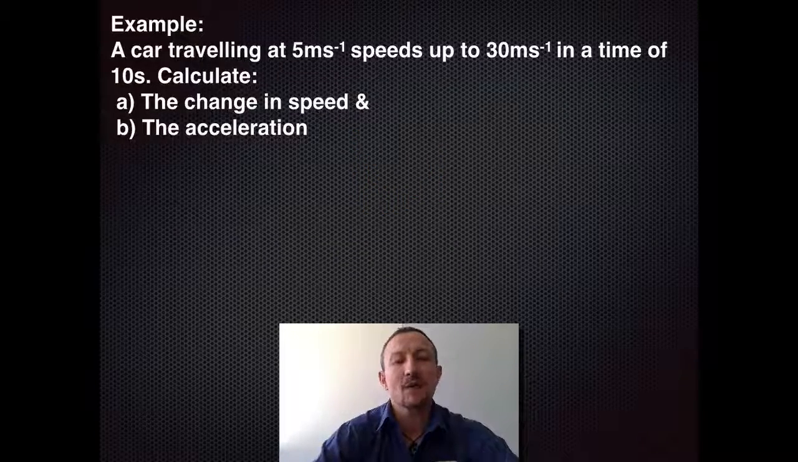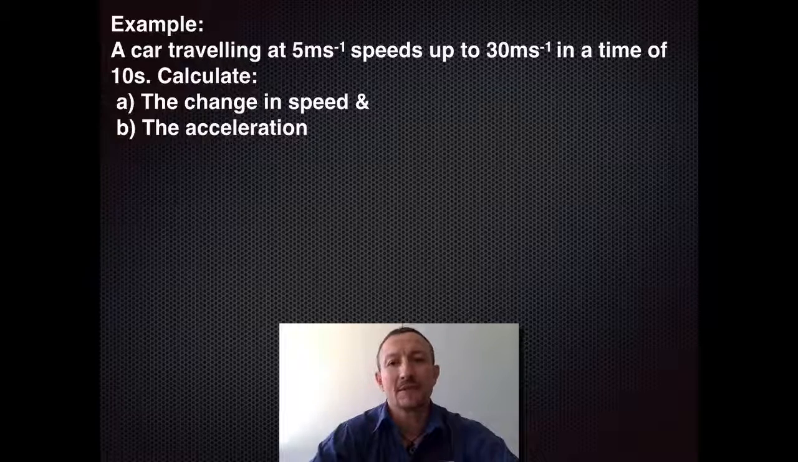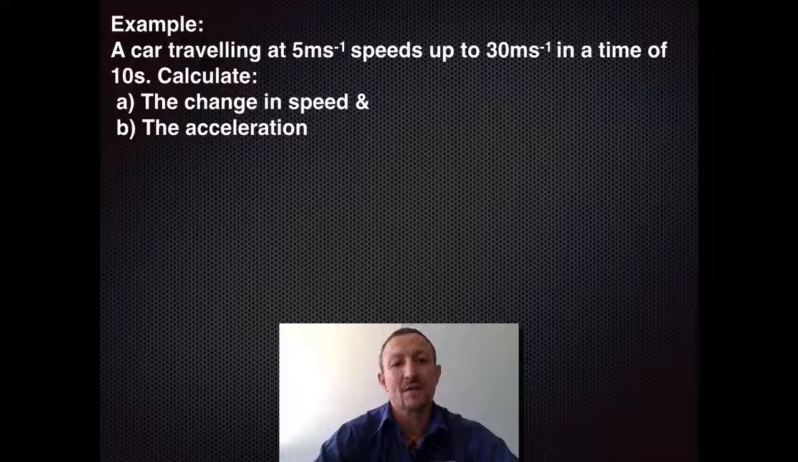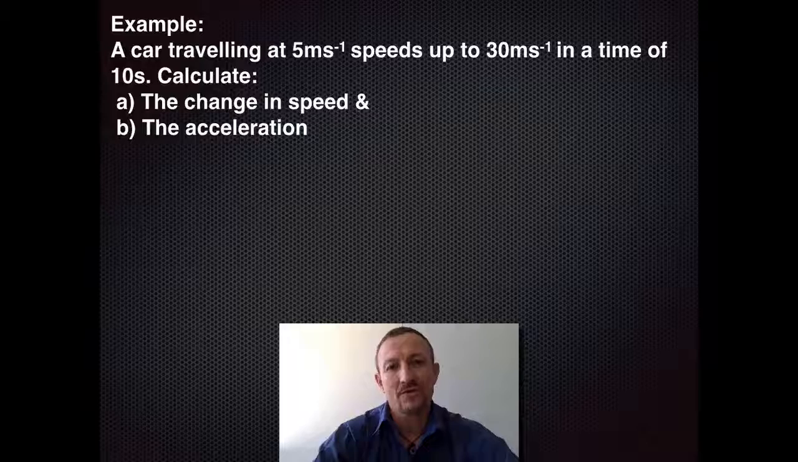So in this example, we've got a car traveling at 5 meters per second and it speeds up to 30 meters per second in a time of 10 seconds. We've been asked to calculate the change in speed and the acceleration that's been generated by the car. Well, if you feel confident, pause the video now and have a go at those two questions. Then come back and we'll run through the answers. So pause the video now.